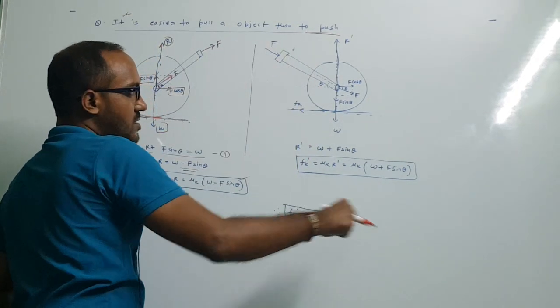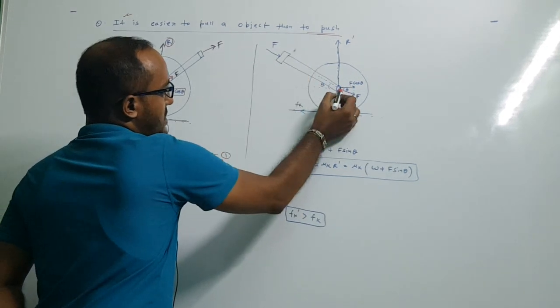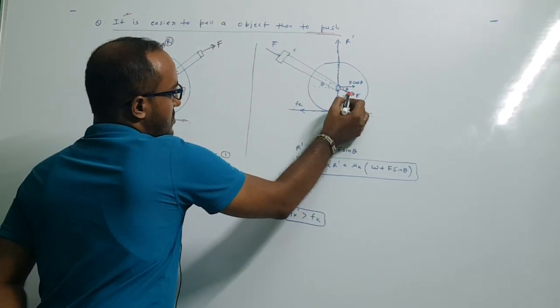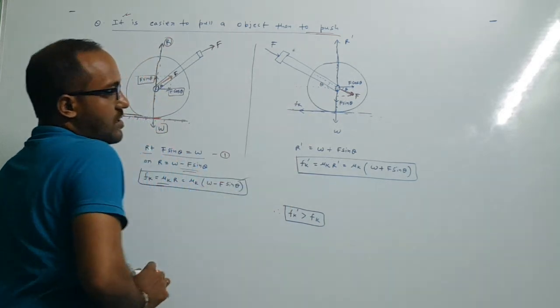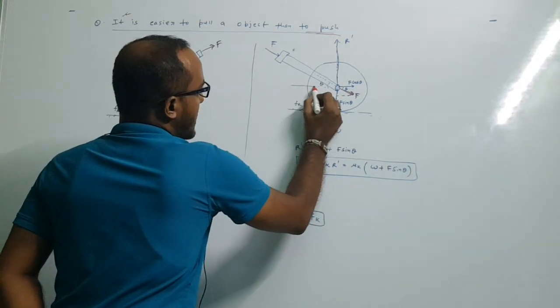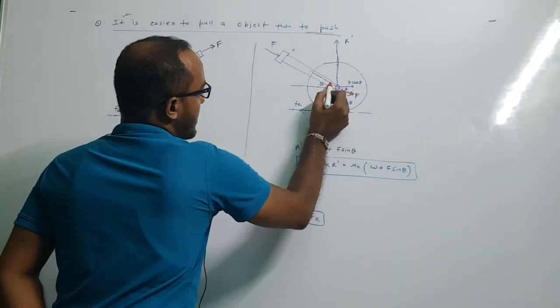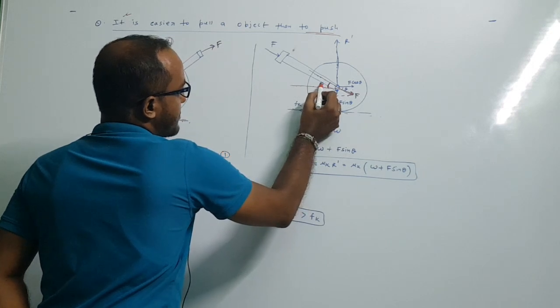Now we are pushing the roller with this handle. So the effect is towards the center, so this will be your F. Now let us say this force is making an angle theta.